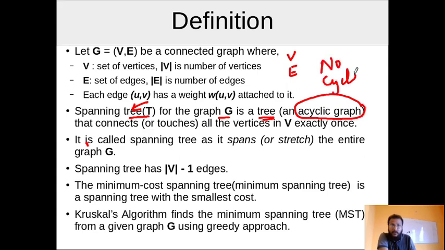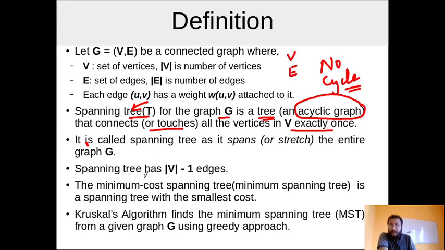You remember there is no cycle in a tree. So that's how a tree is different from a graph. So a spanning tree is an acyclic graph, or a tree, that connects or touches all the vertices exactly once, like we have seen in the example. That is a spanning tree.